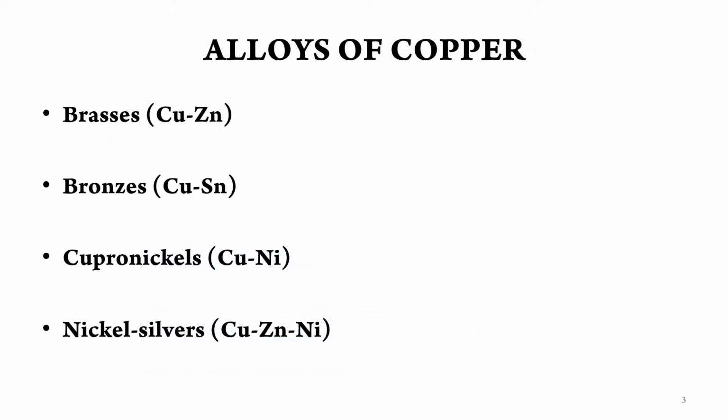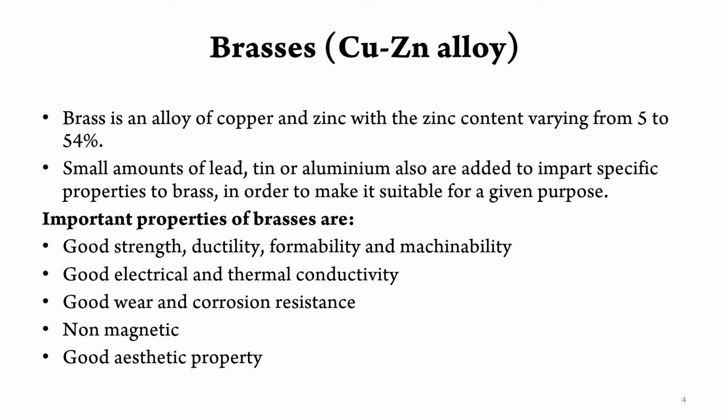There are mainly 4 alloys of copper. First is brasses, a mixture of copper and zinc, where zinc is alloyed with copper. Then we have bronze, where copper is alloyed with tin. Then we have cupronickel, where copper mixes with nickel, and nickel silvers, where copper, zinc, and nickel are mixed together. The first alloy of copper is brass.